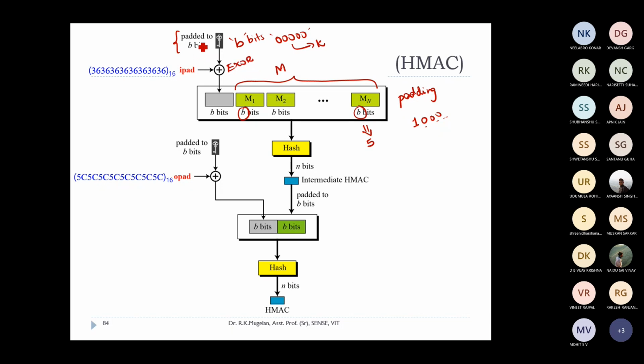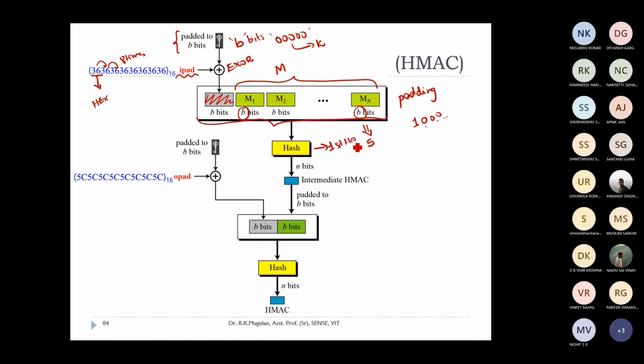I am going to XOR the padded B bits, that is, the B number of zeros, with the value called input pad. This input pad is the value 36 in hexadecimal, repeated 8 times. The XOR result is then postfixed to the message, and if you perform hashing on this entire thing, this is the first hash.